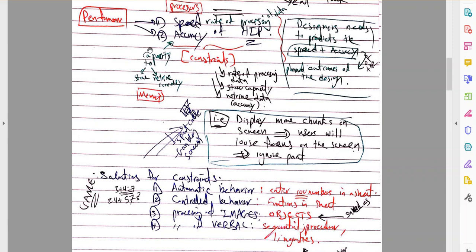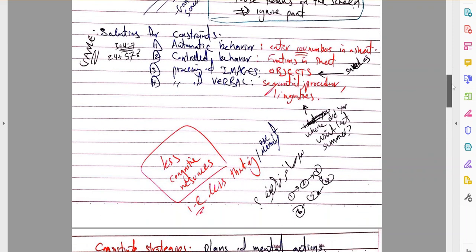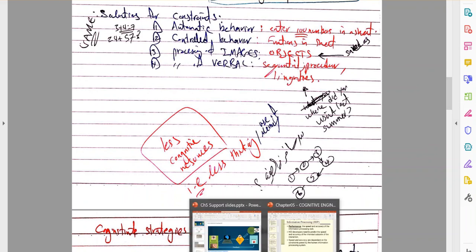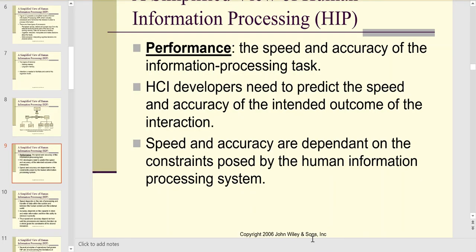Why is it very important to understand performance? Designers, when they design an interface, have to take into account performance elements such as speed and accuracy. We spoke about that. We have some solutions for the constraints. So let us go back to the slides. We spoke about performance.